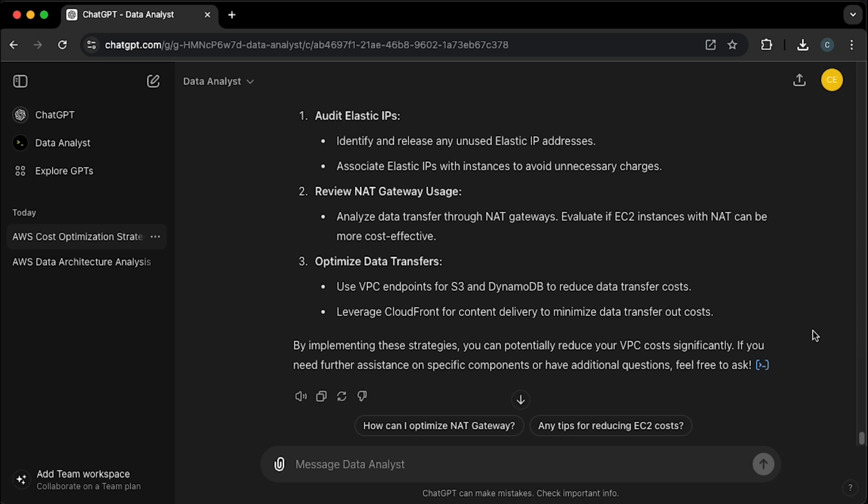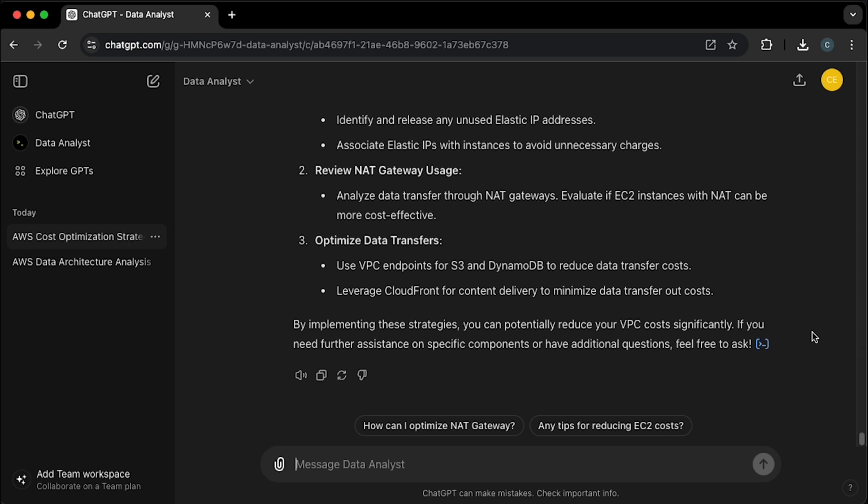But I can see that suggestion 3.1 does reference using VPC endpoints for S3 and DynamoDB to reduce transfer costs, which is something that I know needs to be applied to this account. So I want to see if ChatGPT can estimate my cost savings if I were to implement a VPC endpoint or gateway for S3.